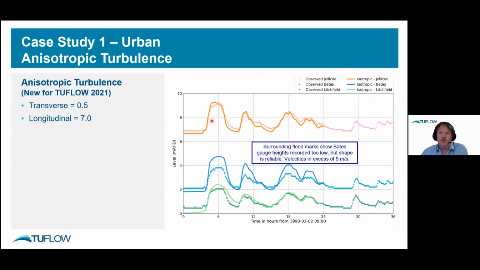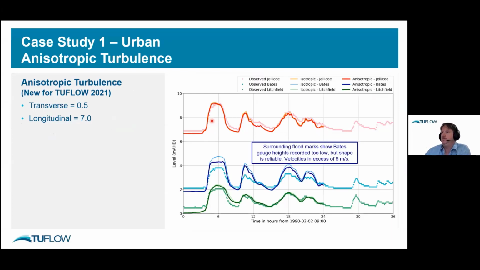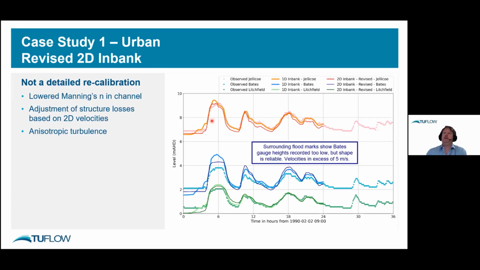there. Obviously, with that compound channel, we found that switching to an anisotropic turbulence helped out a lot. So doing the same thing here. In this case, we've got the isotropic turbulence case, which I just presented previously. And if we jump that to the anisotropic with a transverse of 0.5 and a longitudinal of 7, we're starting to see that those levels are coming down much closer to what was observed.